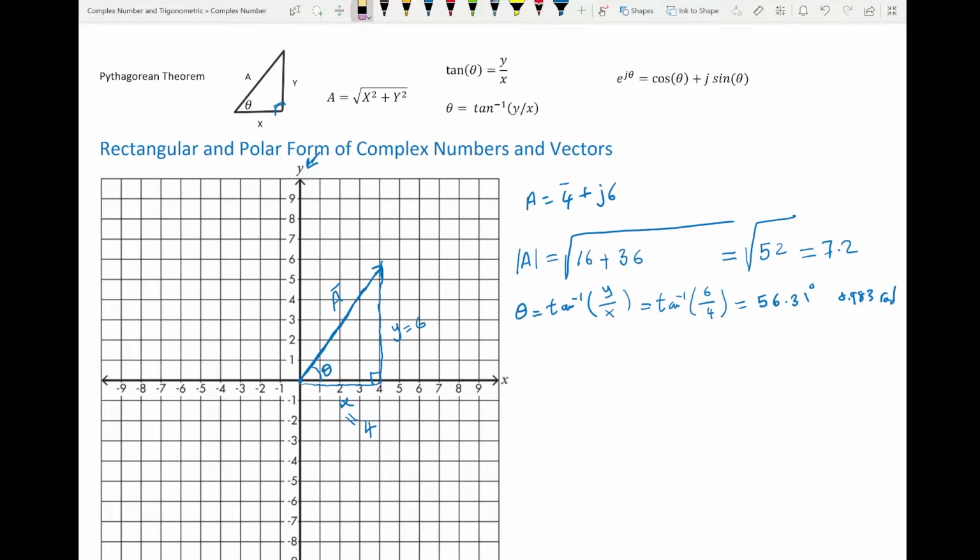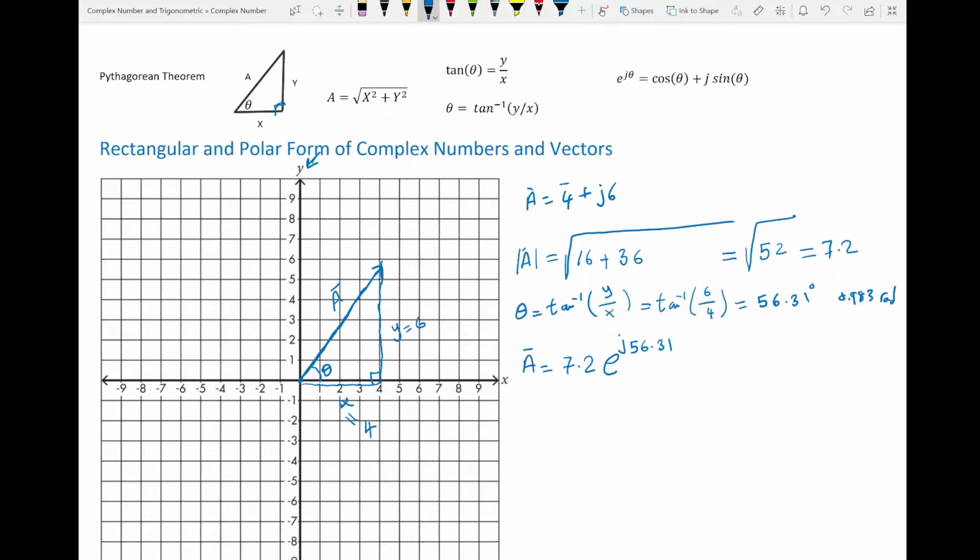Let's clean up. So now I can write vector A, or complex A, in polar form as follows. A equals the magnitude, which is 7.2, e^(j theta), where theta is 56.31. In some textbooks, to indicate this is a vector or complex number, they put a bar on top of the letter A.